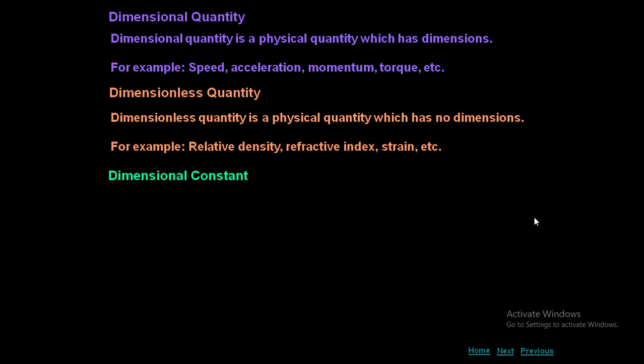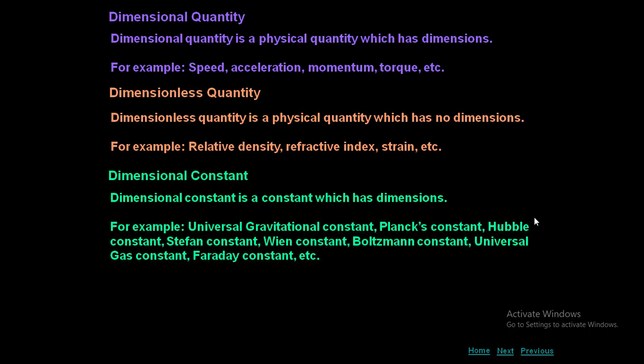Dimensional constant. A dimensional constant is a constant which has dimensions. For example, universal gravitational constant, Planck's constant, Hubble constant, Stefan constant, Wien constant, Boltzmann constant, universal gas constant, Faraday constant, etc. So all these are proportionality constants which come in derivations. So if the constant has dimension, it is called a dimensional constant.